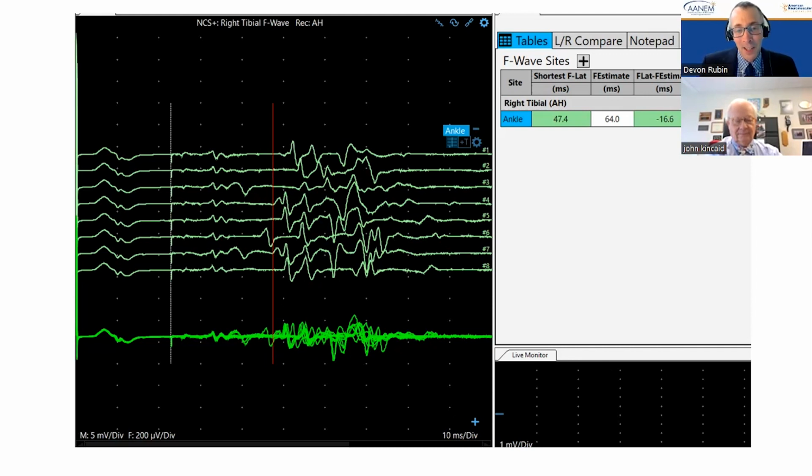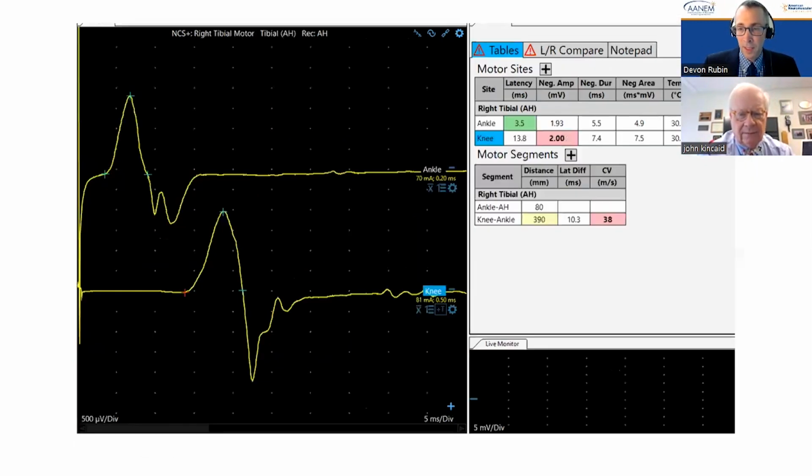So anyway, I agree with you otherwise. I think that especially in the context of a low tibial motor amplitude, I would wonder if this is indicative of some chronic nerve problem. Yeah. So your F is 47. What was the peroneal or the fibular F? That was 52. 52. Yeah.